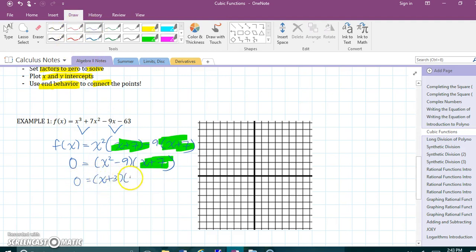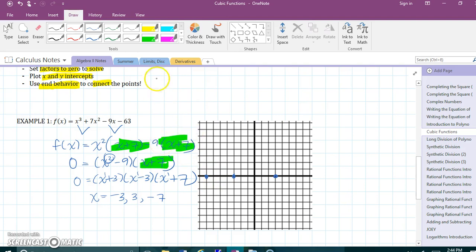X plus 3. Our goal is always going to be to break it down into a bunch of x's multiplied together, not x squares, just x to the first. So I have negative 3, 3, and negative 7. Negative 3. So sketch yourself a little axis here. 2, 3, 4, 5, 6, 7. All right, now let's pause for a minute and think about end behavior here.